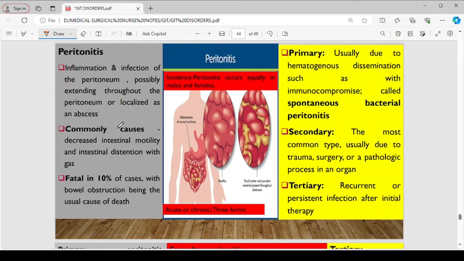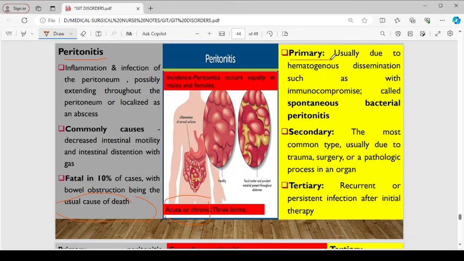interactions. The last condition is peritonitis, and this is characterized by inflammation and infection of the peritoneum, and incidence occurs equally in males and females. It could be acute or chronic, and it's fatal in 10% of patients, with bowel obstruction being the most common cause of death. Okay, so there are 3 forms of peritonitis.